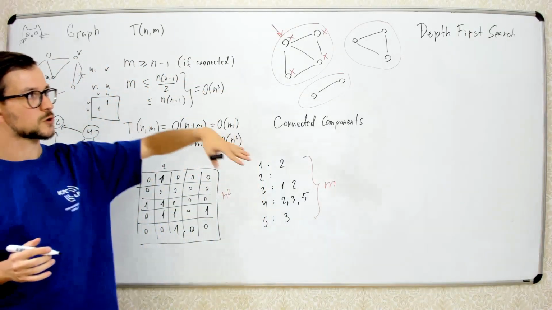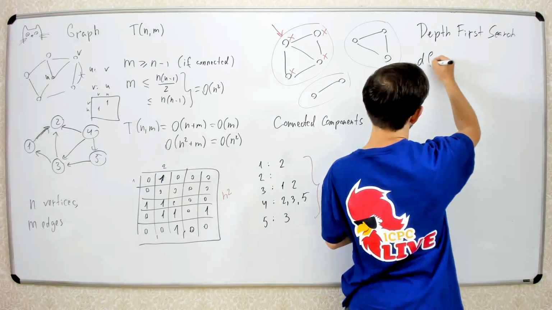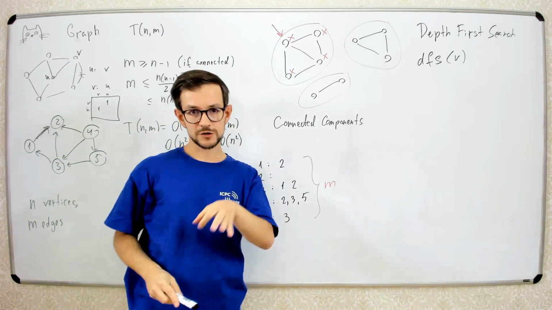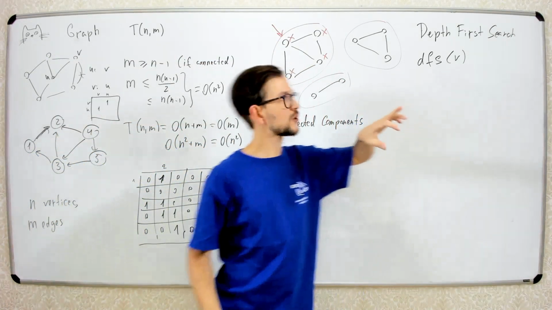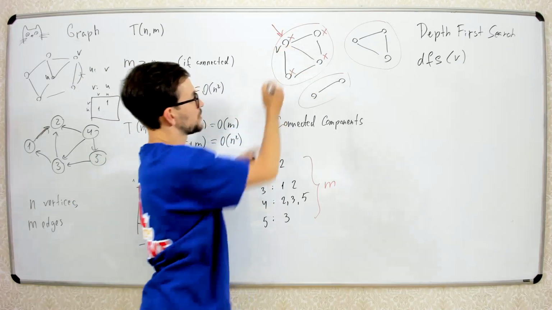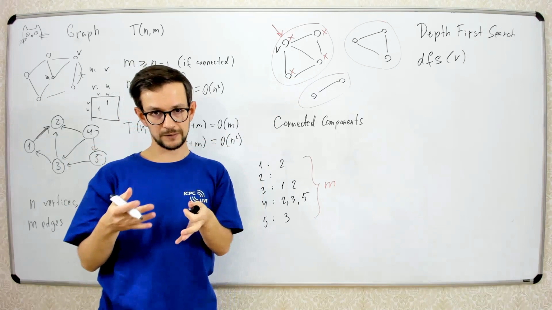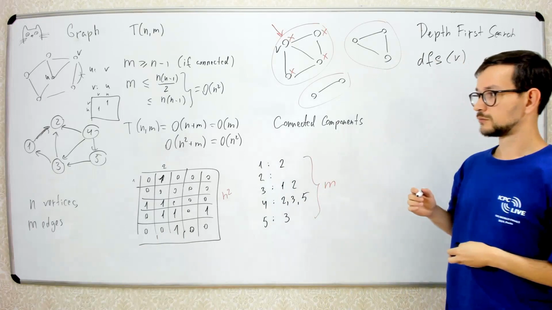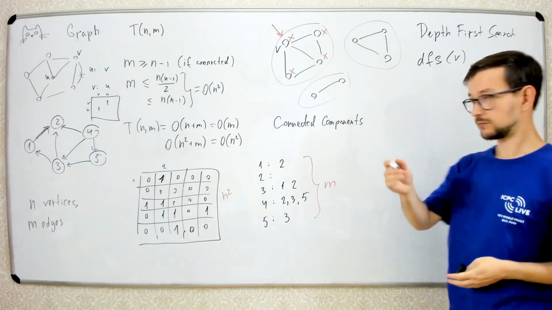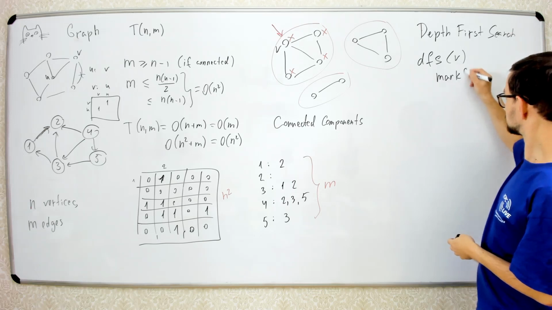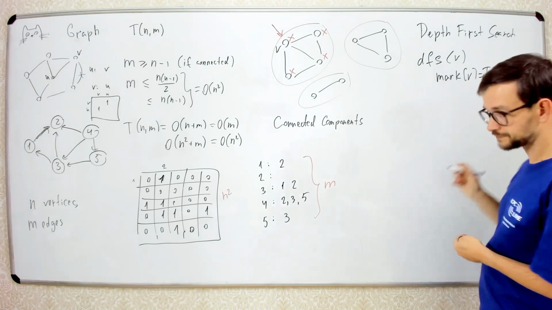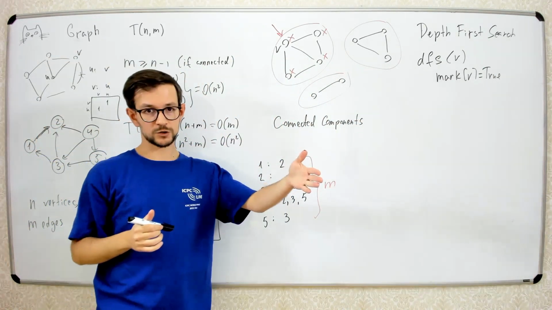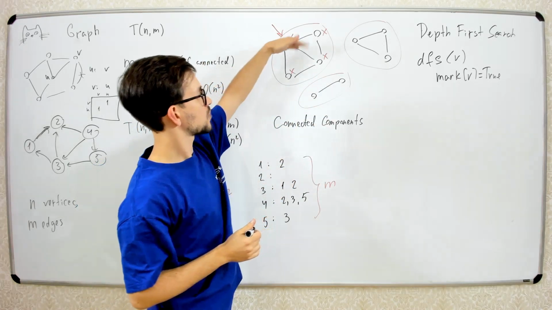The algorithm is very simple. I just write the code here. So let's try this. DFS of node V. This is the recursive procedure. It takes some node V and tries to mark all the nodes connected to this node V. So I start from node V and try to mark everything connected to it. How to do it? Pretty simple. First we mark the node V.